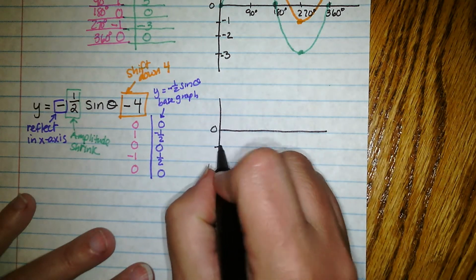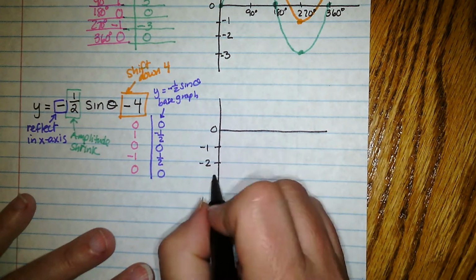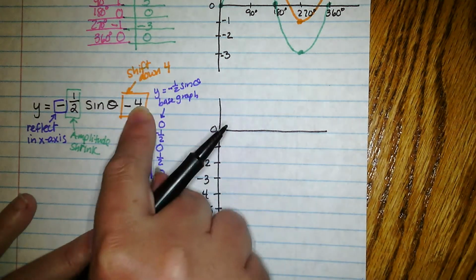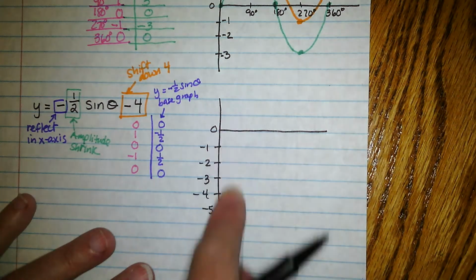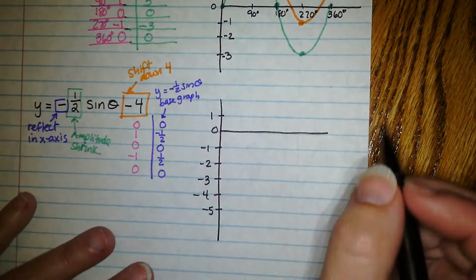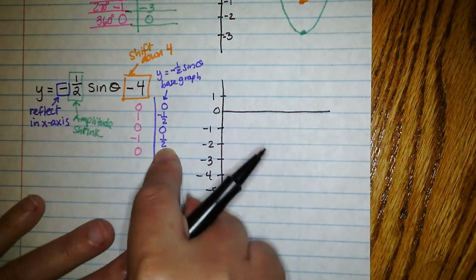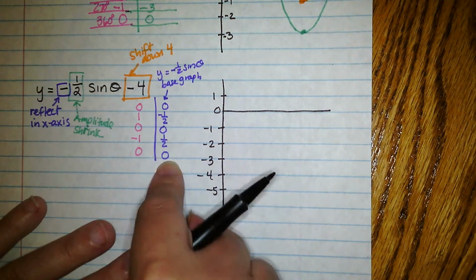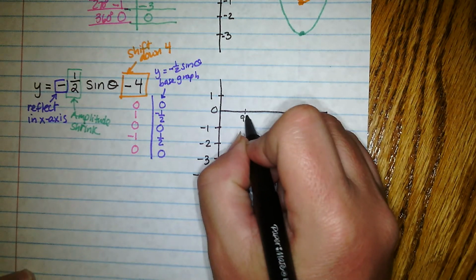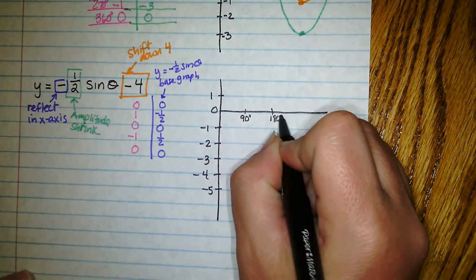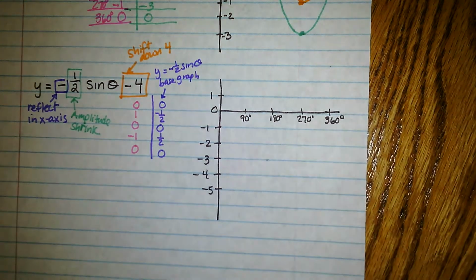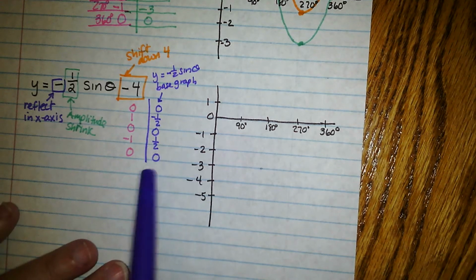Here's 0, -1, -2, -3, -4, -5. Again, because I'm shifting down 4 units, I need to make sure that I have enough space down here. My highest point is only going to be at +1/2 for my purple one. Oh, don't forget your 90 degrees, 180, 270, 360. All right.